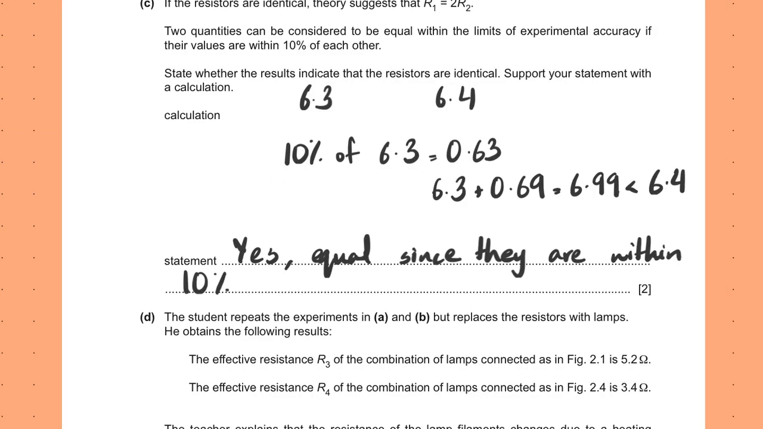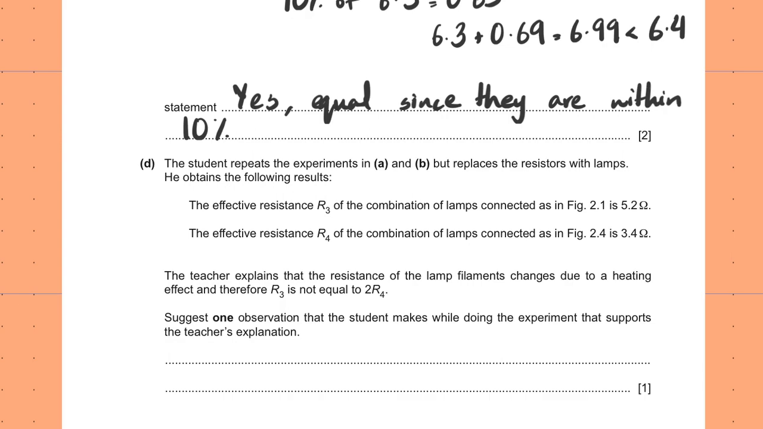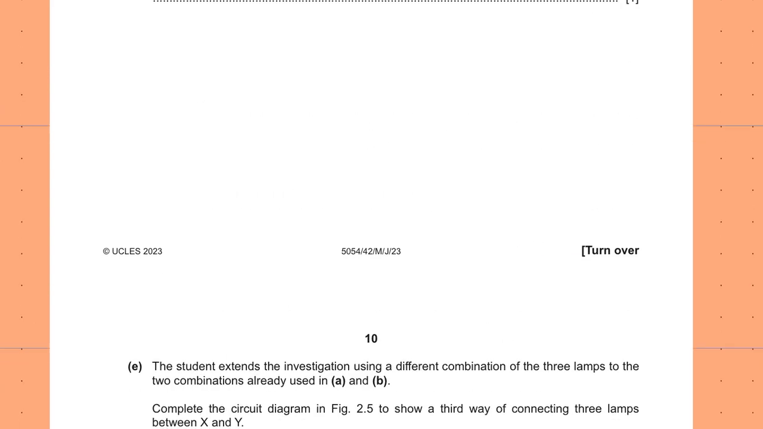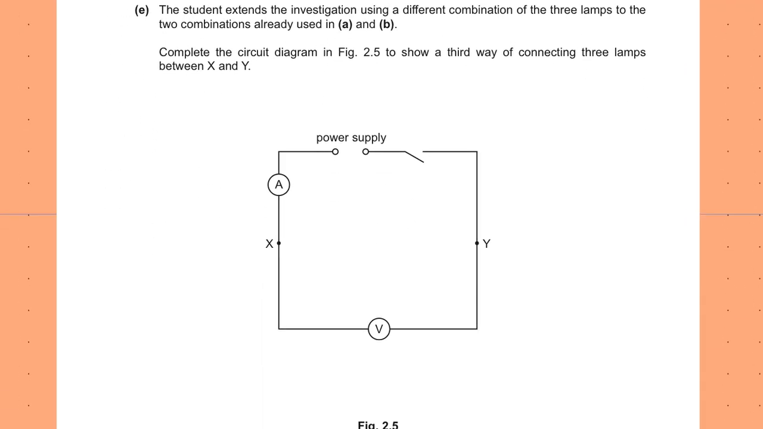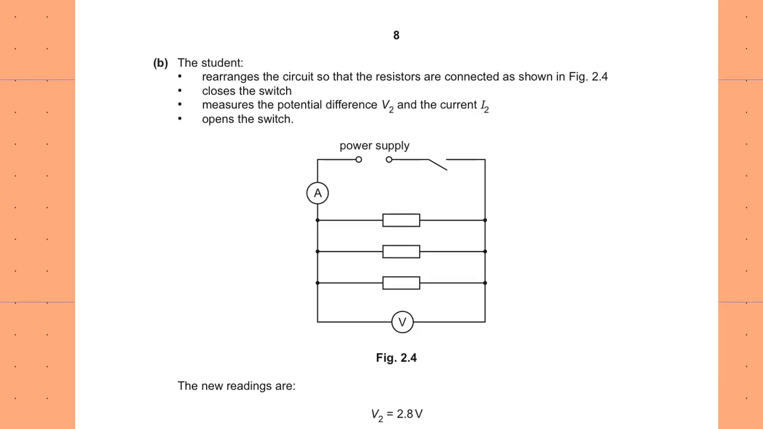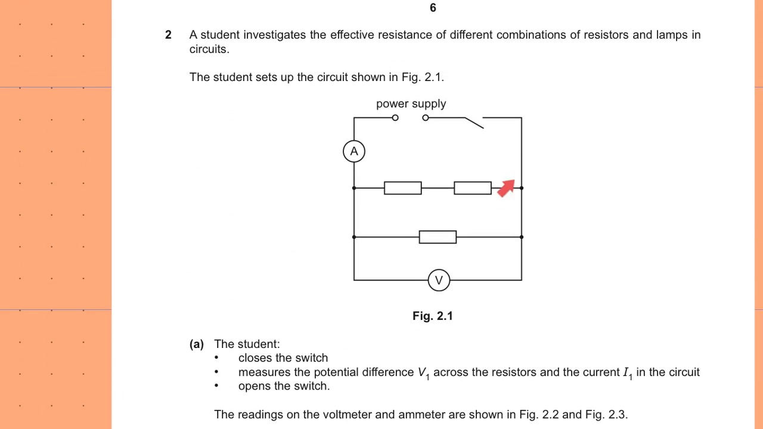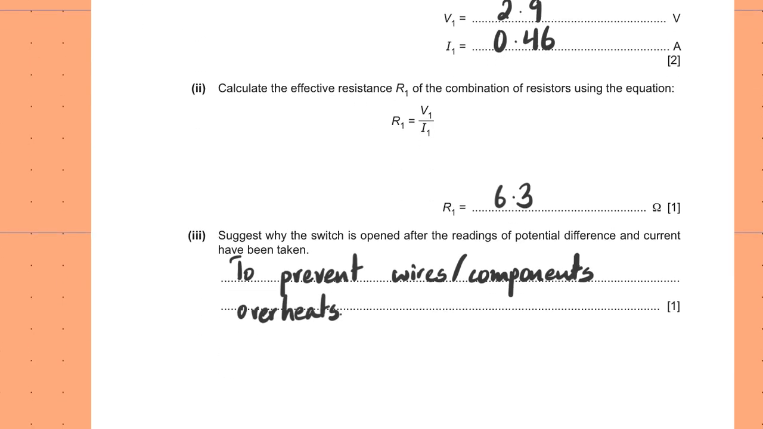Let's go on. The student repeats the experiment in A and B but replaces the resistors with lamps. He obtains the following results. Effective resistance R3 of the combination of lamps is 5.2. R4 of the connection of lamps is shown in 2.4. So this is 2.1, and all three in parallel is 2.4. And then this is the other reading. So 2 in series and another one in parallel is figure 2.1, and all three in parallel is 2.4.